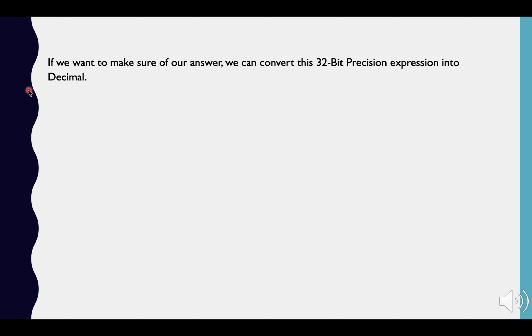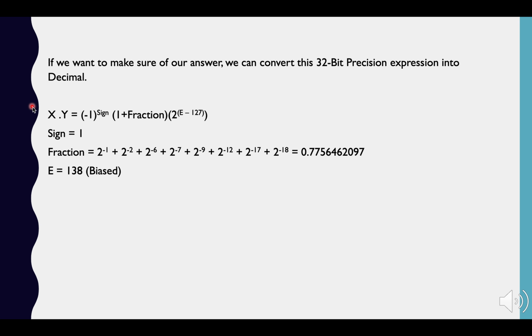Once we are done, we may want to make sure of our answer. To do so, we must convert the 32-bit precision expression into decimal. We have to use this formula. X times y is equal to minus 1 to the power sign times 1 plus the fraction times 2 to the power e minus 127.